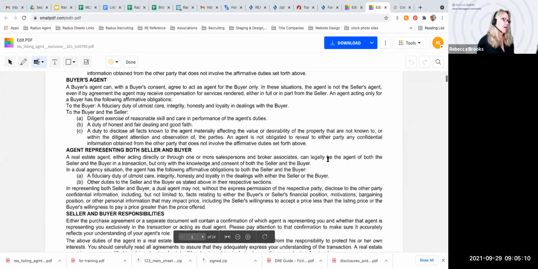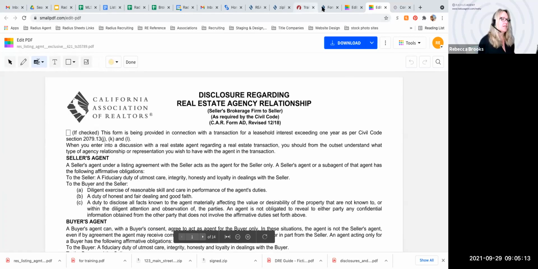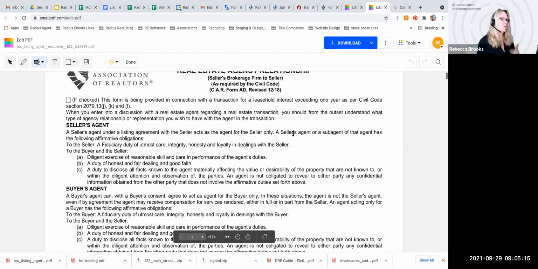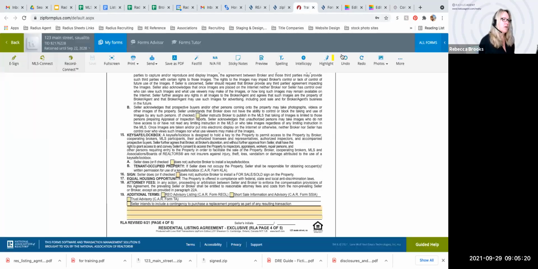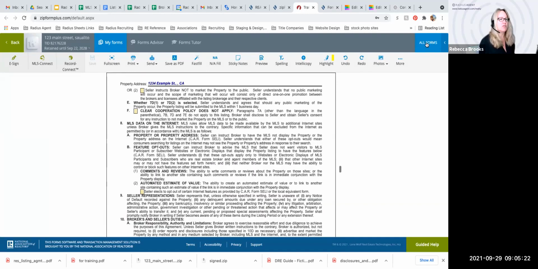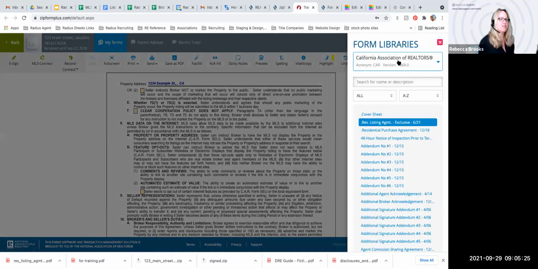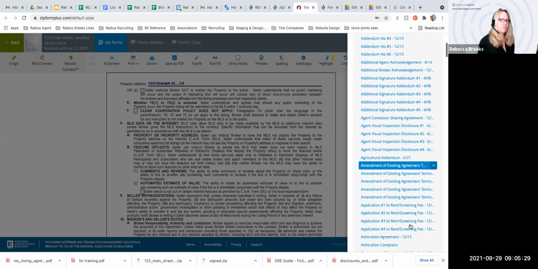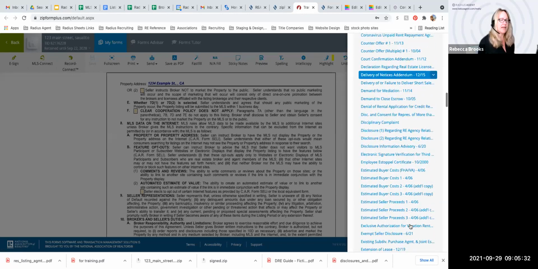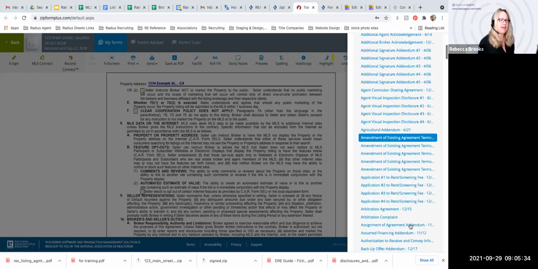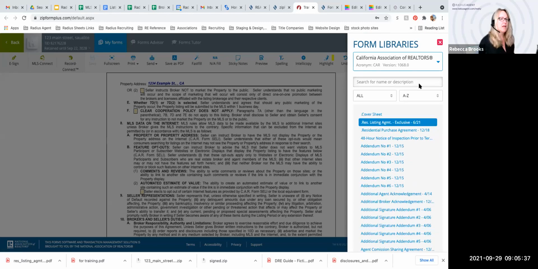Okay, so first I want to talk about the listing documents. I'm sure that most of you are familiar with the listing documents. When you go into your zipForms, obviously you have a gazillion forms that you can choose from, all under the CAR library, right? These are all of the zipForm forms. There's tons. We're going to scroll through those today, and I'm going to talk about the most important ones. But you'll see that the two that we always use are at the very top, the listing agreement and the RPA. Okay, so today we're going to start with the listing agreement.